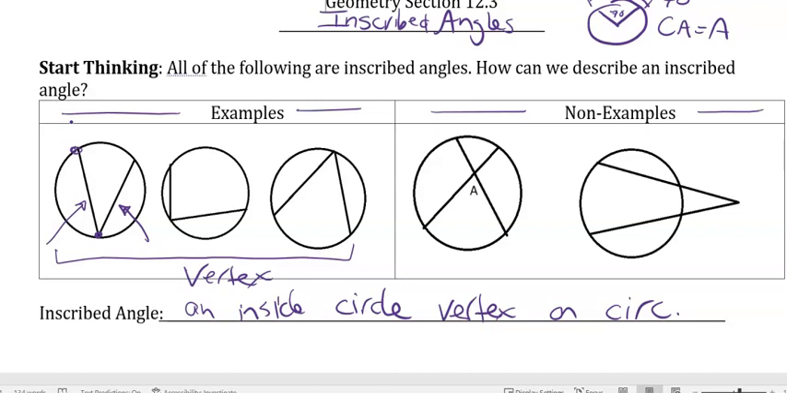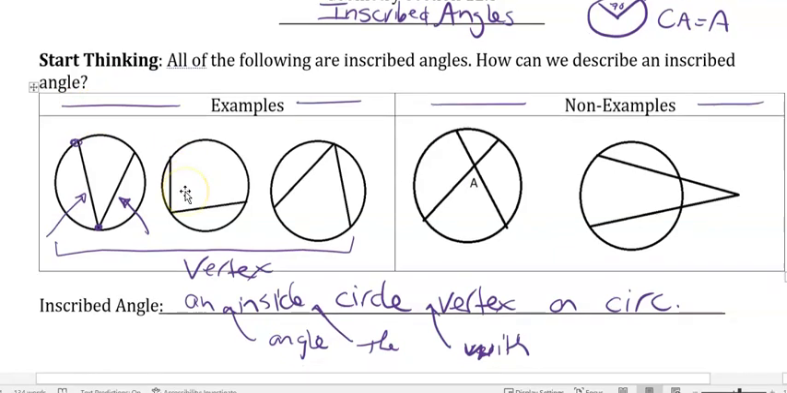Does anybody have any questions on that? An inscribed angle is an angle inside the circle with the vertex on the circle.